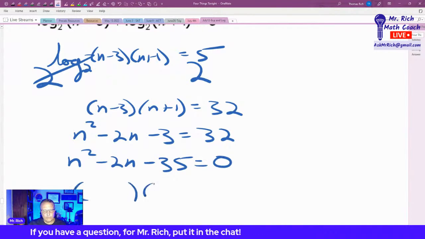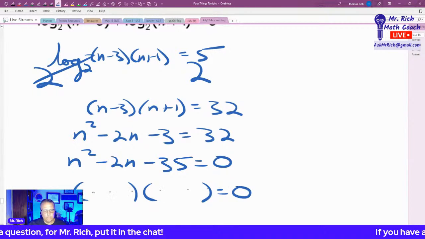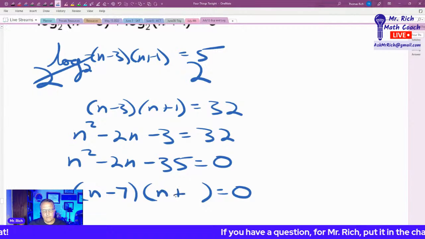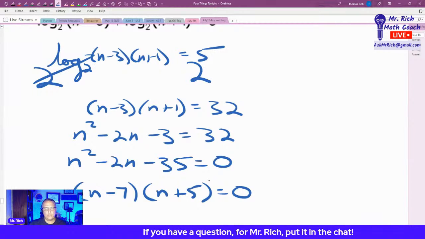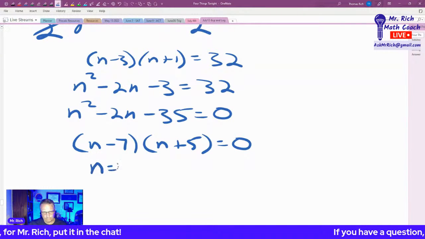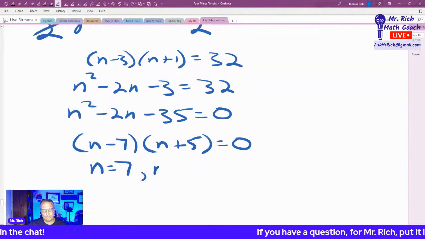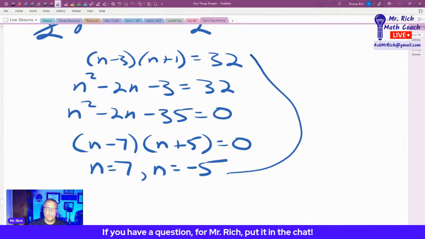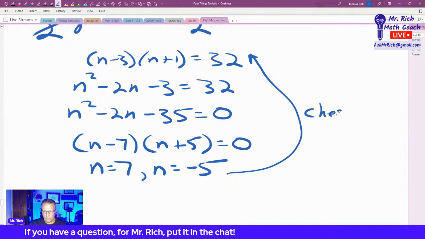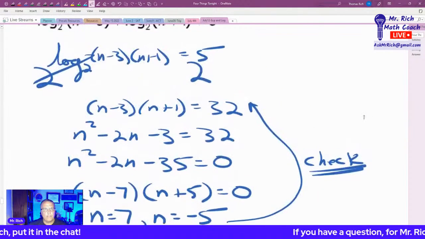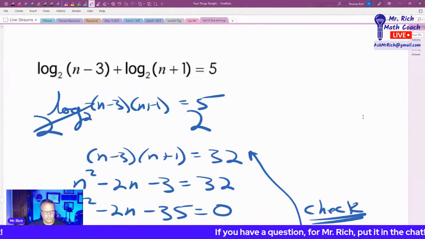I'm going to solve this through factoring. That looks like n minus 7 times n plus 5. Using the zero product rule, setting both of those equal to 0, n equals 7, n equals negative 5. But again, we need to go back and check these solutions to make sure they don't cause a problem in the arguments of our original logarithms.